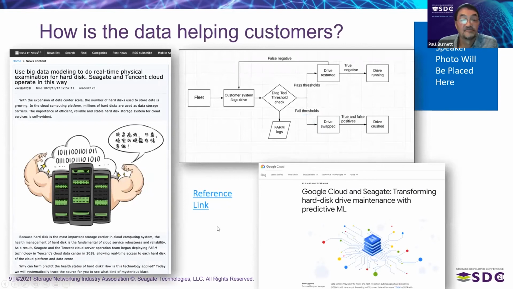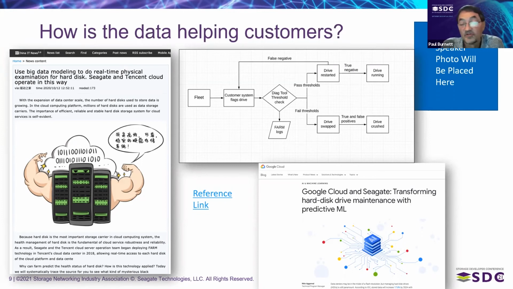So how is the data helping some of our customers? There have been two papers issued, one by Tencent and one by Google, about how Seagate has worked with both Tencent and Google in trying to use predictability in machine learning models. I'm not going to go into these papers individually. I have a reference link in this so you can go read it for yourselves about the work they've done with Seagate to help improve their predictability and what they've done in their service center.